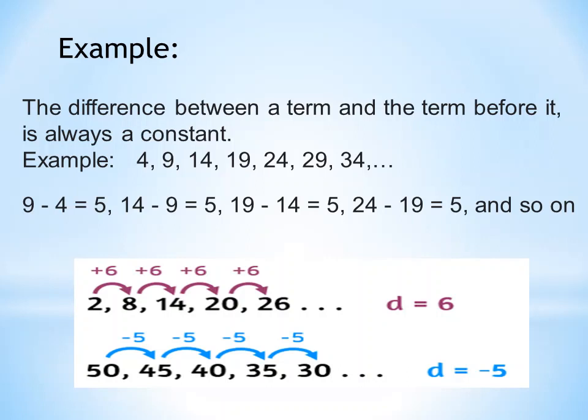Now look at the examples below. We have a sequence 2, 8, 14, 20 and 26 and so on. Now find the difference between these values. Yes, 8 minus 2 is 6. Now what we are doing here: we have 2, we add 6 to it, it becomes 8. Then we have 8, then add 6 more to it. 8 plus 6 is equal to 14. This is the sequence and this is the difference between these two terms.